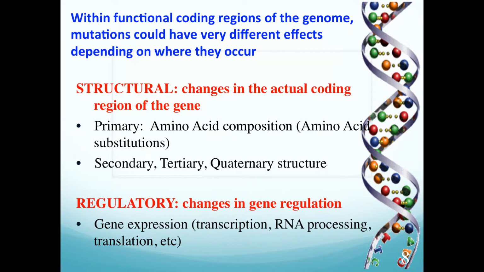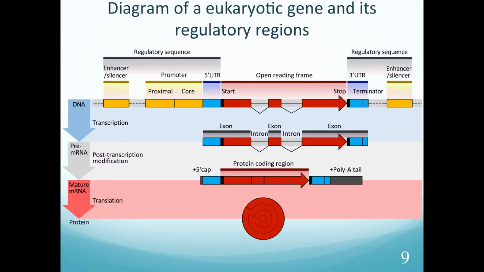These are changes in how the gene is expressed. So if you have a mutation in a promoter region, you might enhance or repress the amount of expression that gene undergoes. So just to recall, mutations that happen within the open reading frame of the actual gene would be structural mutations. Mutations that happen in the regulatory sequence, in the enhancers or the silencers or the promoters, are going to be regulatory mutations.